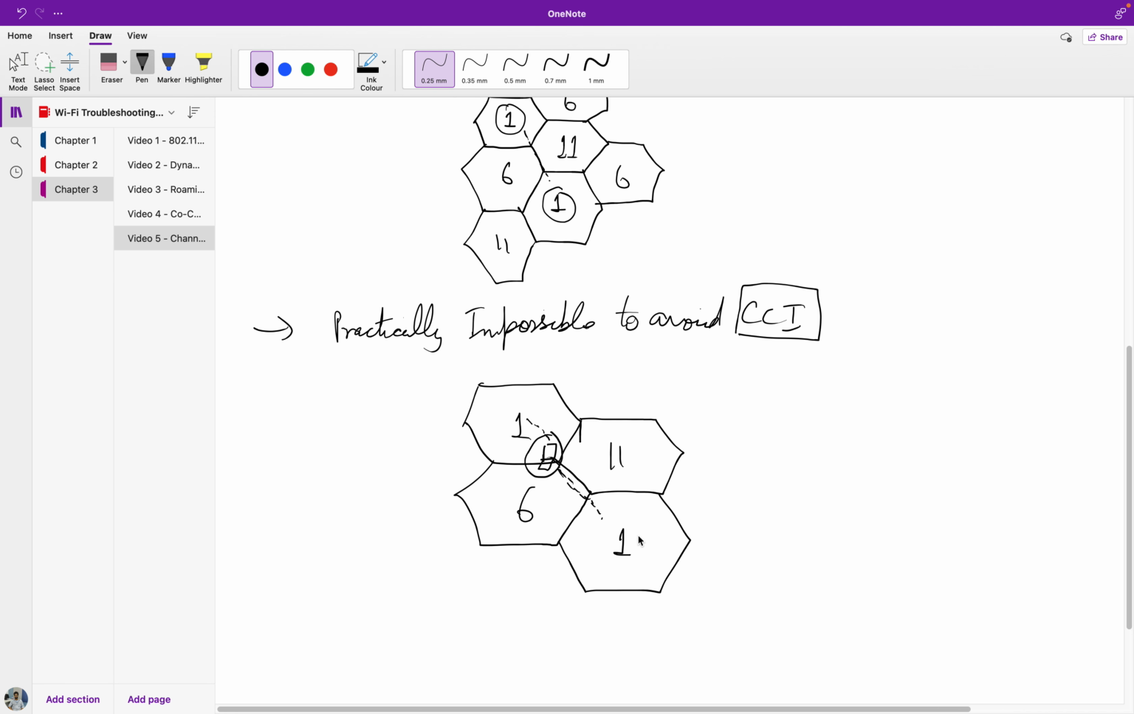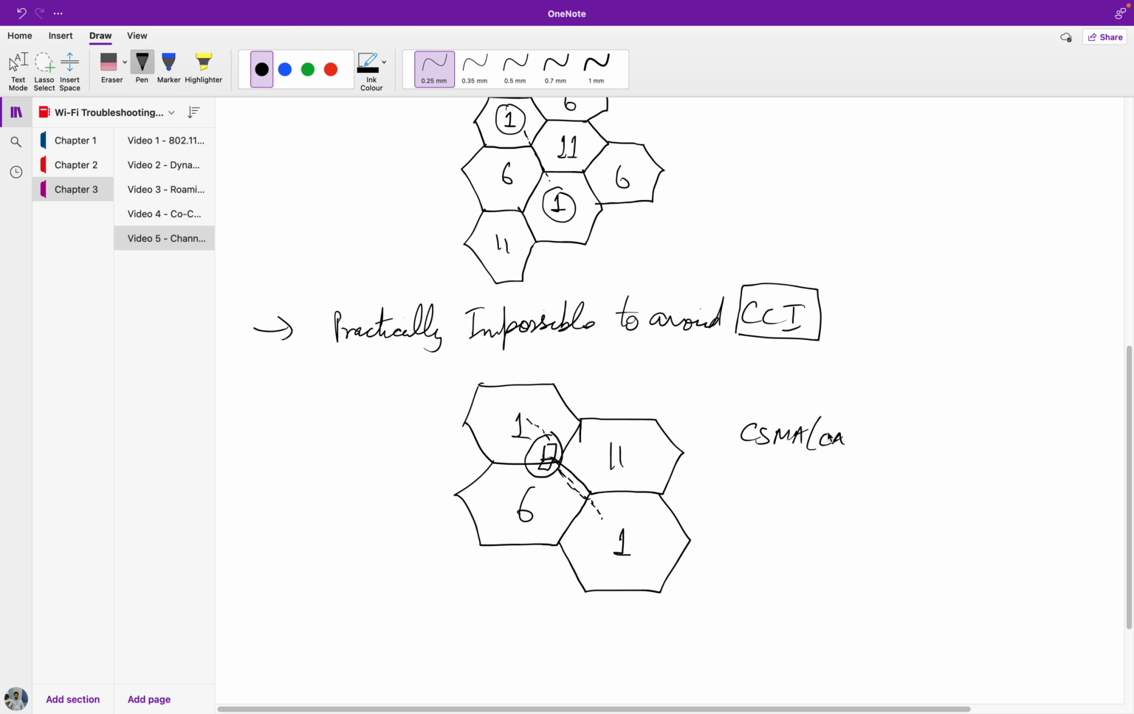That's pretty much how CSMA/CA is defined. This is what half duplex means. So it's practically impossible. There'll always be some sort of a bleed happening between the APs on the same channel, and that's going to prevent the radios from working as they should, and also going to cause some sort of CCI there, right?